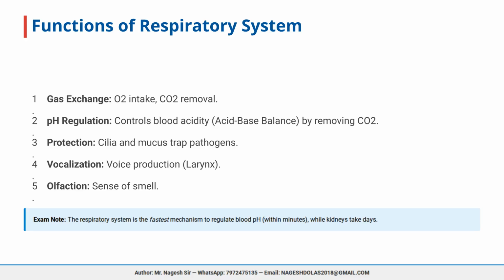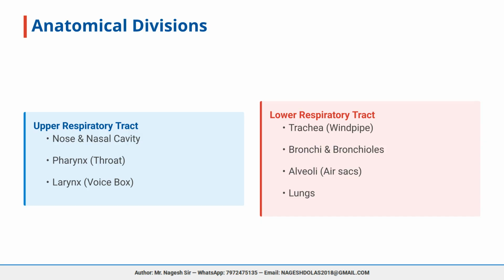The main functions of the respiratory system are gas exchange, pH regulation by controlling blood acidity, protection against pathogens, vocalization using the larynx, and olfaction or the sense of smell. Remember that the respiratory system is the fastest mechanism to regulate blood pH. The respiratory system is anatomically divided into the upper respiratory tract, which includes the nose, nasal cavity, and pharynx, and the lower respiratory tract, which comprises the larynx, trachea, bronchi, bronchioles, alveoli, and lungs.